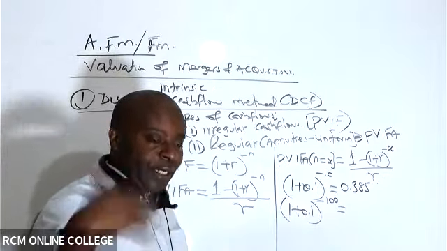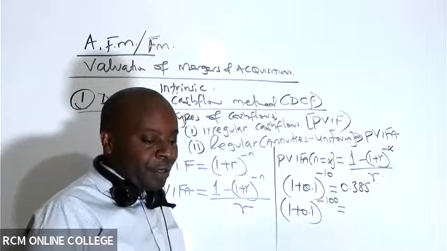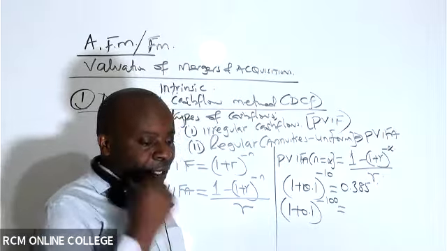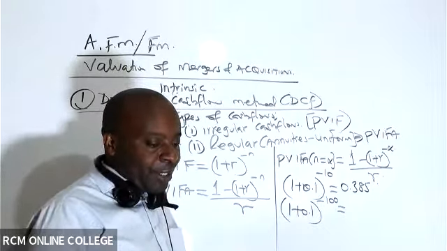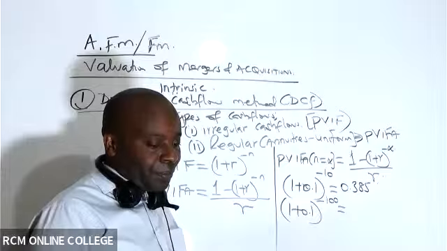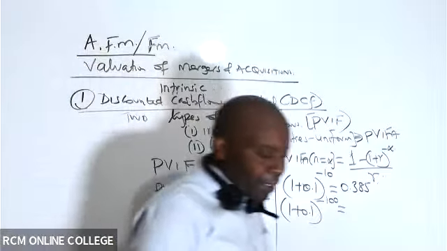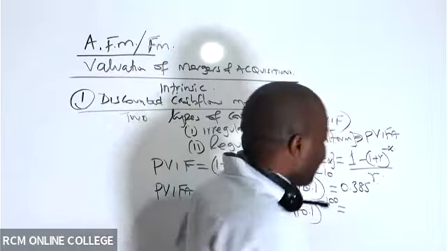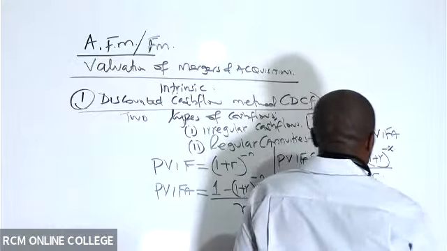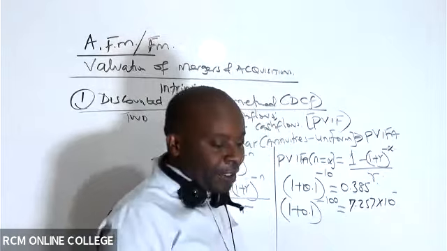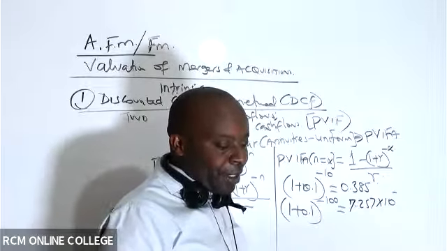So 1.1 raised to negative 100. What figure are we going to get here? 1 plus 0.1 raised to negative 100. So in this case, this will be 7.257 times 10 raised to negative what here? I know the standard form, everybody is able to see that standard form. Times 10 raised to negative 5.